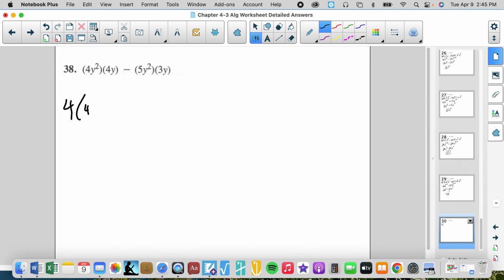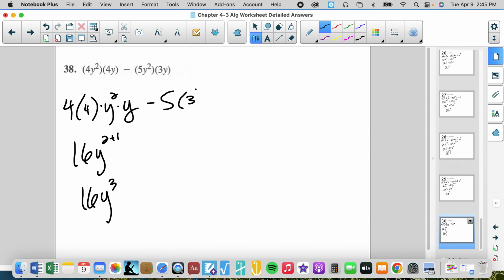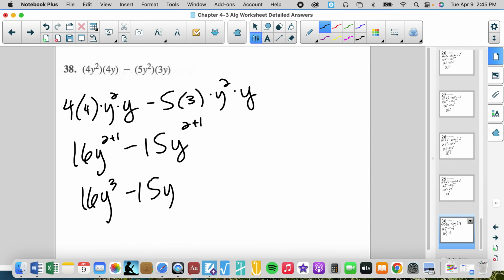4 times 4 times y to the second times y, which is 16y to the 2 plus 1, or 16y to the third, minus 5 times 3 times y to the second times y, which is negative 15y to the 2 plus 1, negative 15y to the third. 16 minus 15 is 1, so you're left with y to the third.